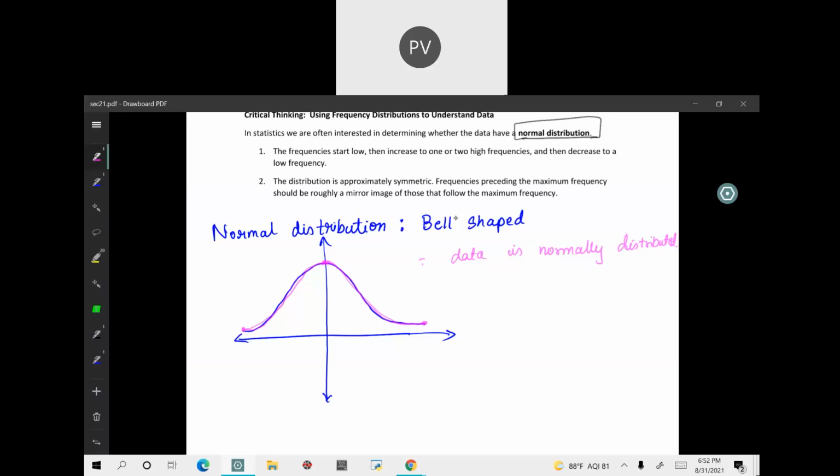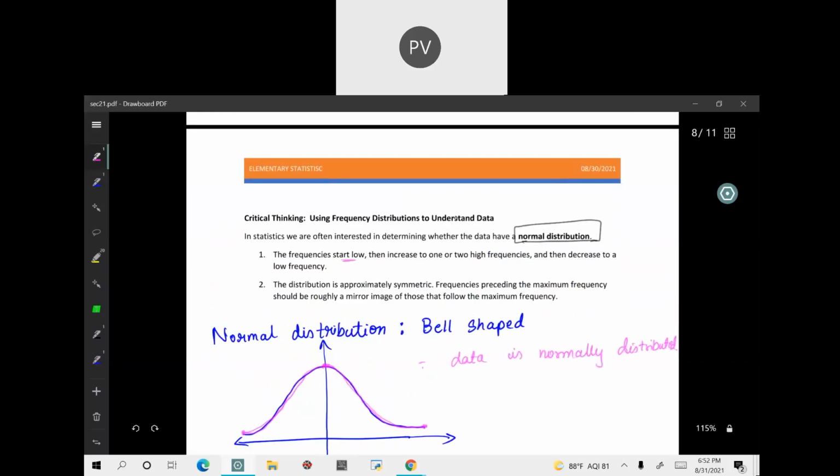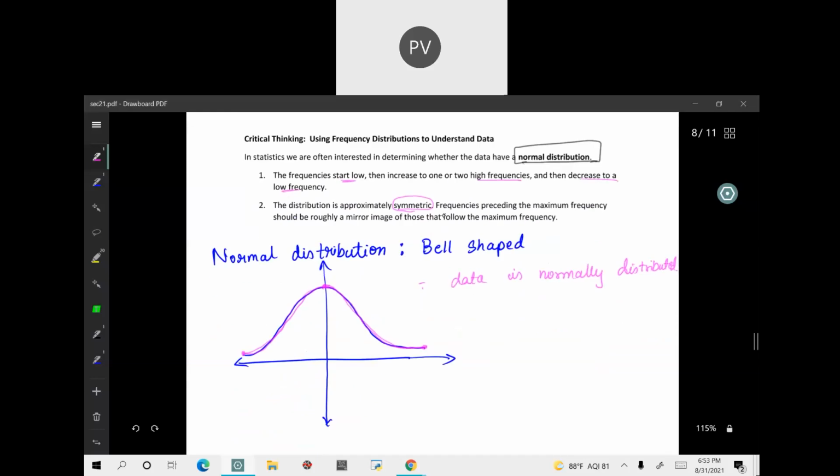The frequencies start low and then they increase to some high frequencies and then they decrease and go back to a low frequency. The distribution is symmetric. In other words, this is like a mirror image of the other one. So this is called normally distributed or a bell-shaped curve, or we say graph.